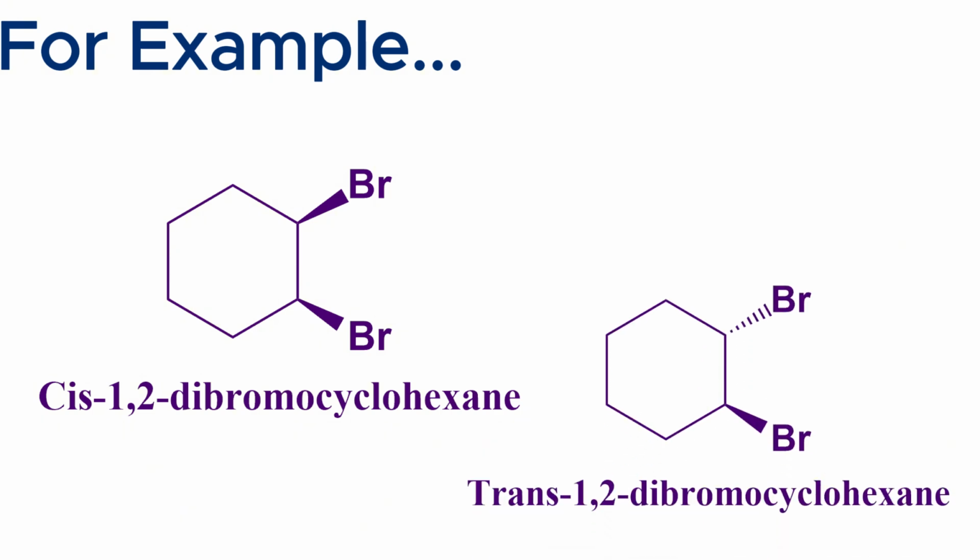In the trans form, the two bromine atoms are on opposite sides of the ring. One bromine is coming towards us, shown by a solid wedge, while the other bromine points away from us, shown by a hashed wedge. This arrangement indicates that the bromine atoms are positioned in opposite directions.